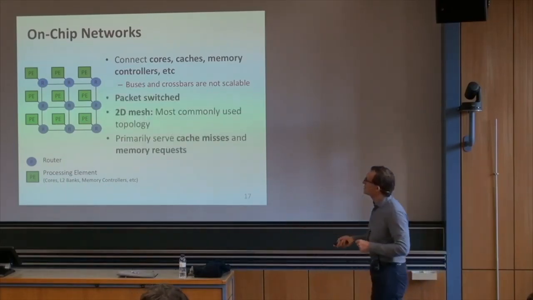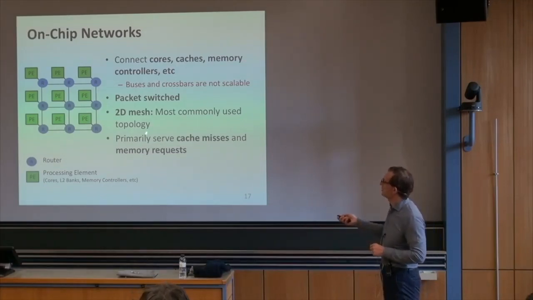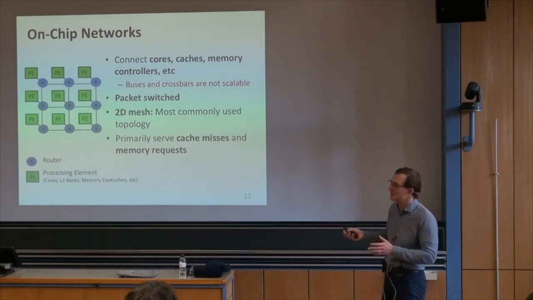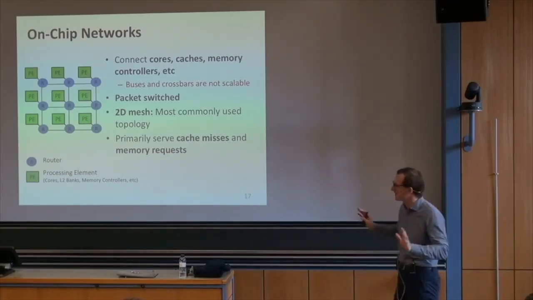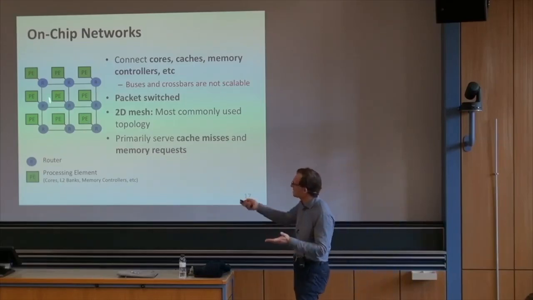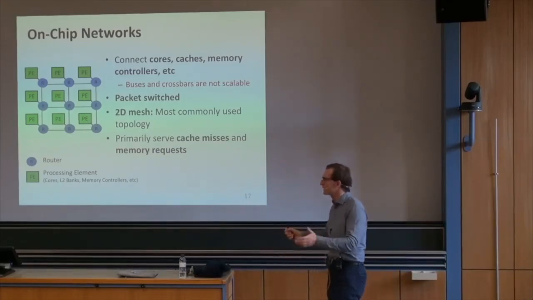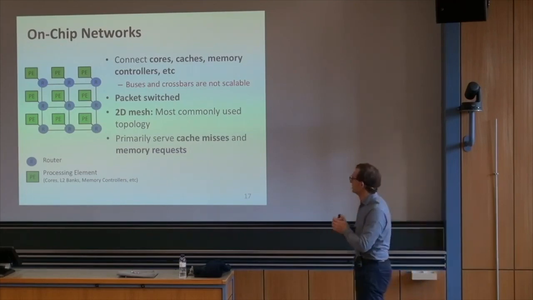Usually they're packet switched, but you could have circuit switching mechanisms. And the two-dimensional mesh has been the most commonly used topology, especially in the scalable prototypes. This doesn't mean it's necessarily a good topology. It's easy to do, right? It's easy to lay out. And you can imagine why. It looks like this. It's very regular. You basically stamp out a bunch of tiles.